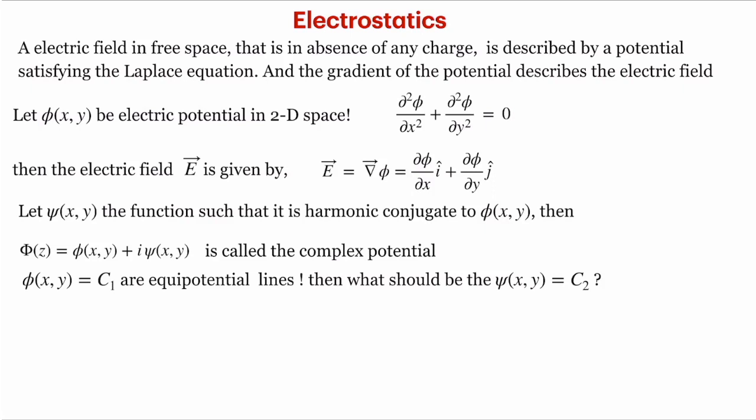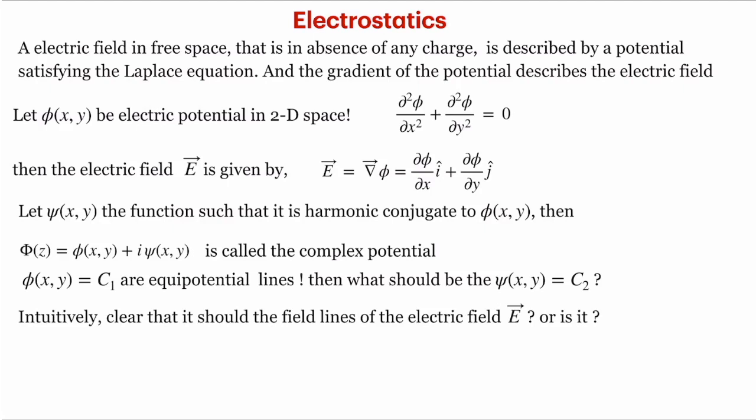Then what should psi of x,y equal to constant represent? We have some idea, that we know that both curves are orthogonal to each other. So we know that the equipotential surfaces and their gradient is normal to, or orthogonal to, the phi of x,y equal to constant curves. That means that it should be an electric field, but the electric field is a vector. We know that we can construct a field line and then intuitively we understand that psi of x,y should be the field lines of the electric field, which is orthogonal to the equipotential curves.